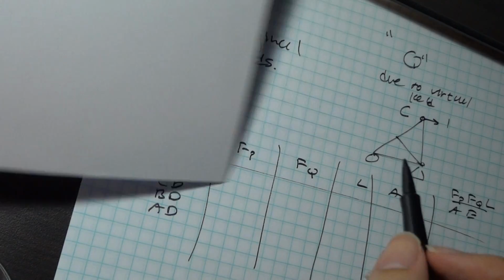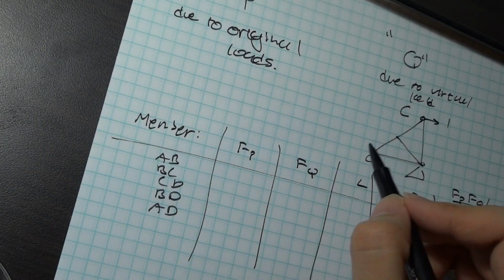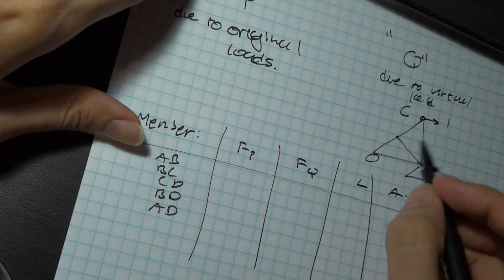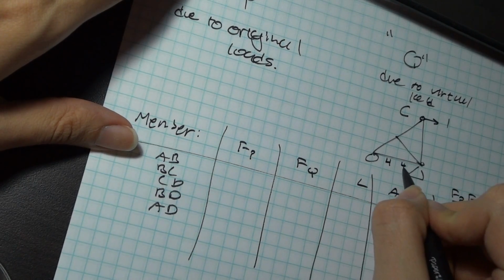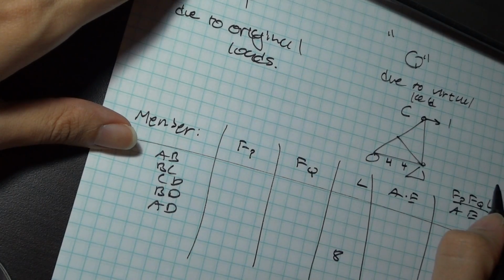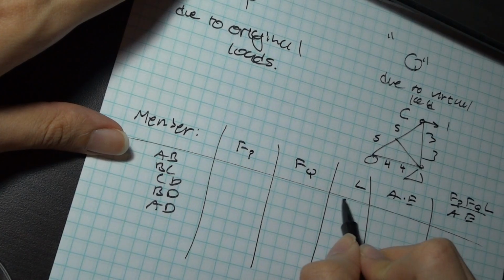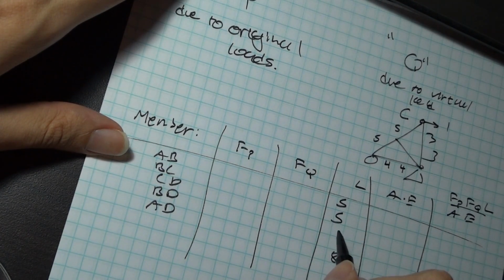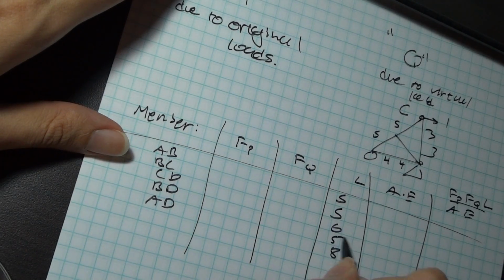For FQ, I would analyze all the internal forces due to this load. So I would analyze all these members and find out all their internal forces due to that point load. I would record the lengths of each element. For example, down here, this was 4 and 4, therefore length AD was 8 meters. And AB is going to be 5 meters, 5, 5, 3, 3. So AB is going to be 5 meters, BC is going to be 5 meters, CD is going to be 6 meters, and BD is going to be 5 meters again.